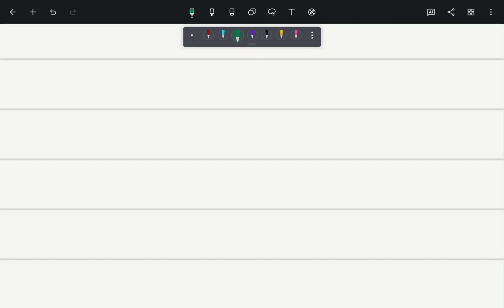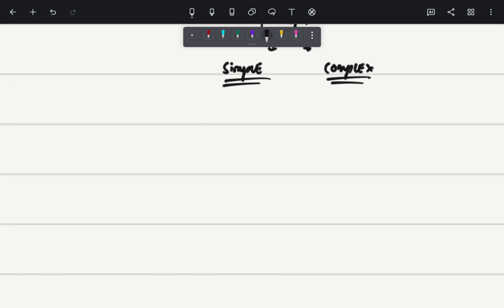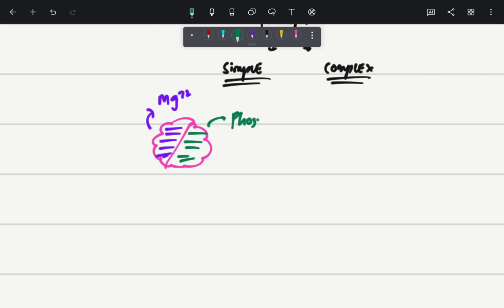Now these phosphate stones are usually divided into two types. One is your simple phosphate stone, the other one is your complex phosphate stone. First we will talk about the simple phosphate stones. Simple phosphate stones are usually comprised of two things. One is your magnesium, the other one is your phosphate.